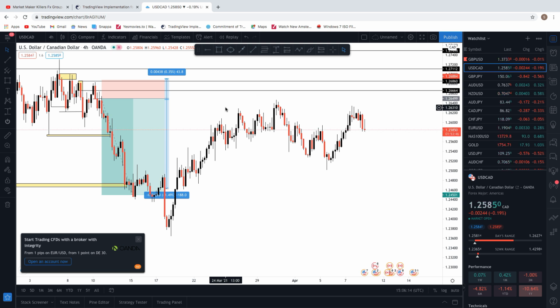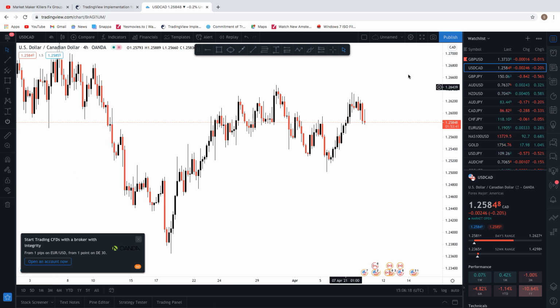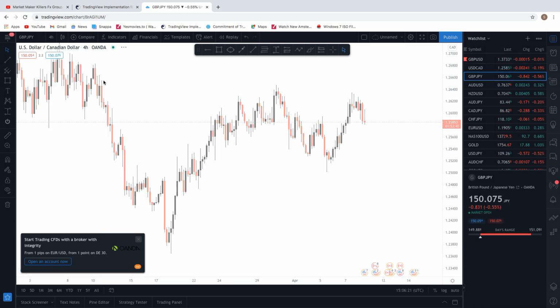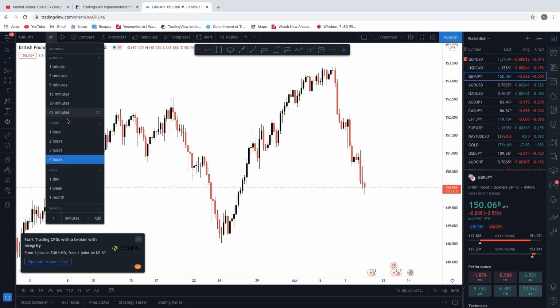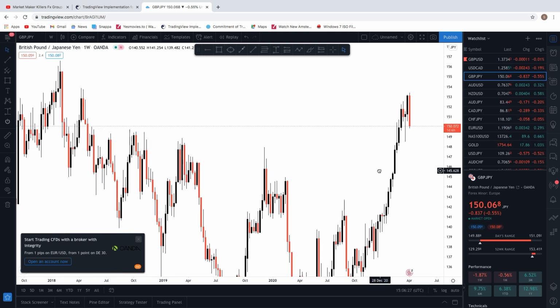So you need to make sure that you look for these opportunities and you follow the same rules. So same thing we have. Let's check what we have on pound yen. Go into the weekly time frame.